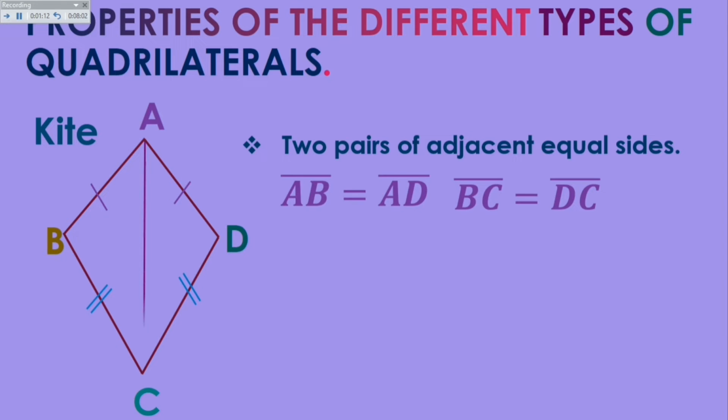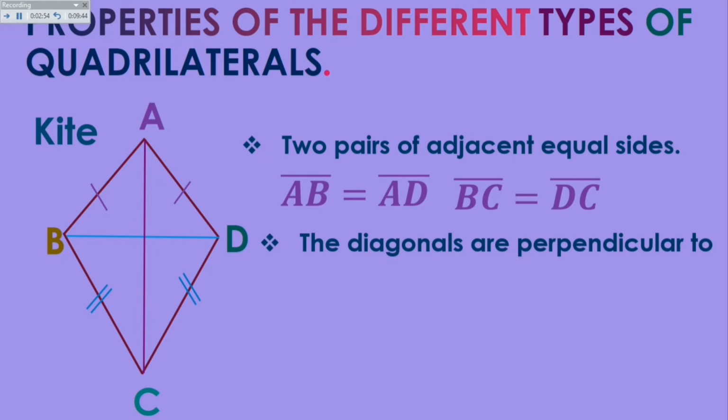Also, the kite has two diagonals. The diagonals bisect each other at right angles. The shorter diagonal cuts the kite into two isosceles triangles, and the diagonals are perpendicular to each other, meaning AC is perpendicular to BD.